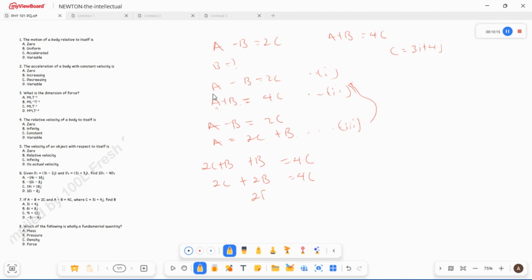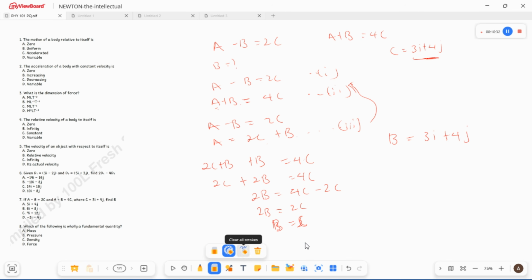So we have 2B is equal to 4C minus 2C. Then we have 2B is equal to 2C. Then we have B is equal to C. So now because B is equal to C and C is equal to 3I plus 4J, then that means B is equal to 3I plus 4J. Option A. Very, very simple stuff.